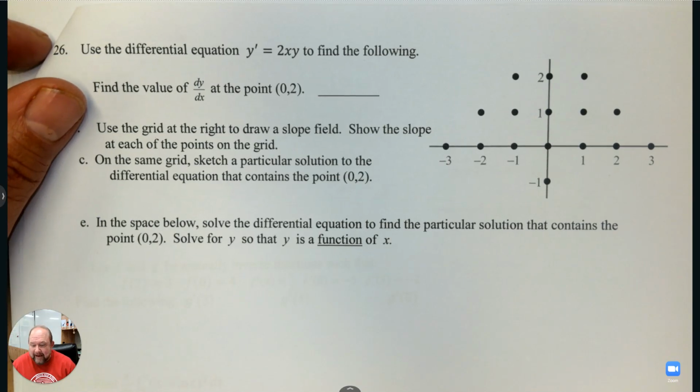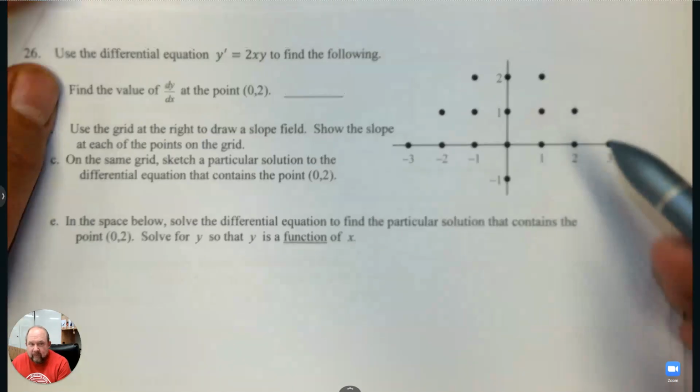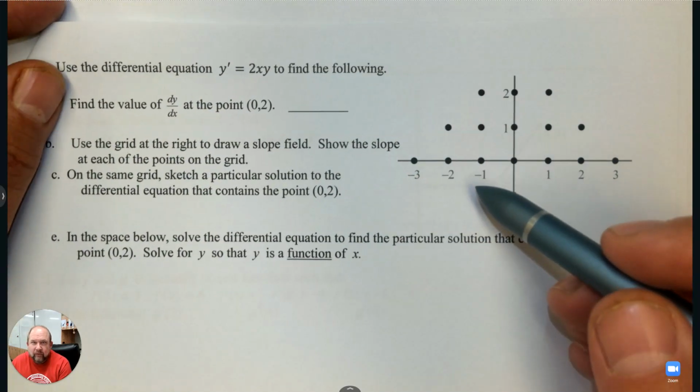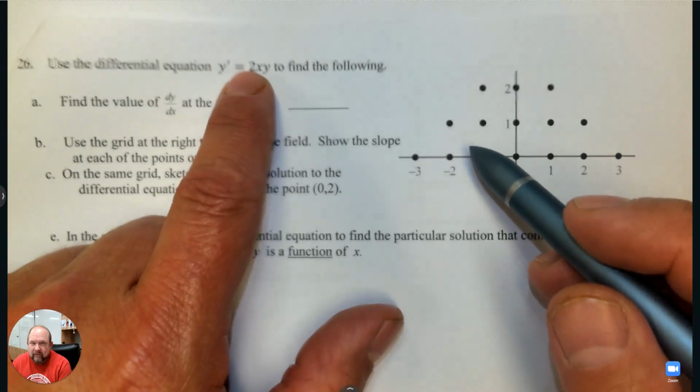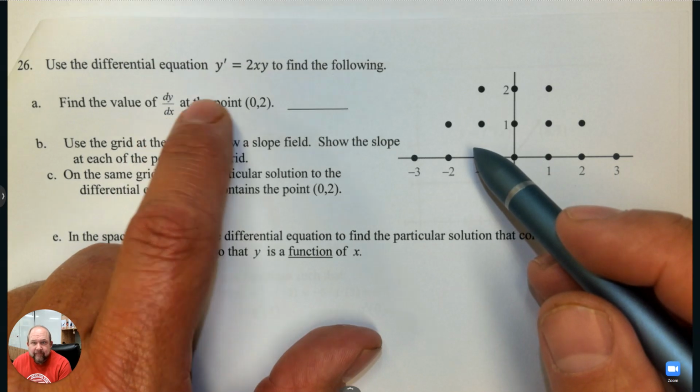All right, this is the last page of the review that wasn't on the other video. So these are slope field questions. Use the differential equation, 2x times y, to find the following. Can you find the derivative at 0, 2?